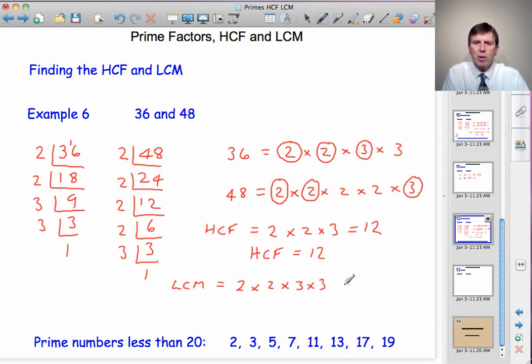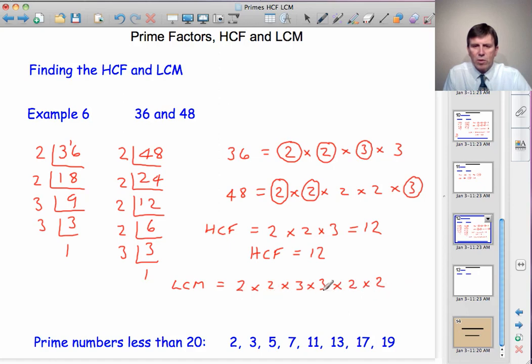Now I need to make sure I've got all the factors of 48, but some of them are already there. That 2 is there, that 2 is there, but there are another 2 2's that aren't there yet, so I'll have to multiply in each of those. The 3 is already there. So that will give us the lowest common multiple.